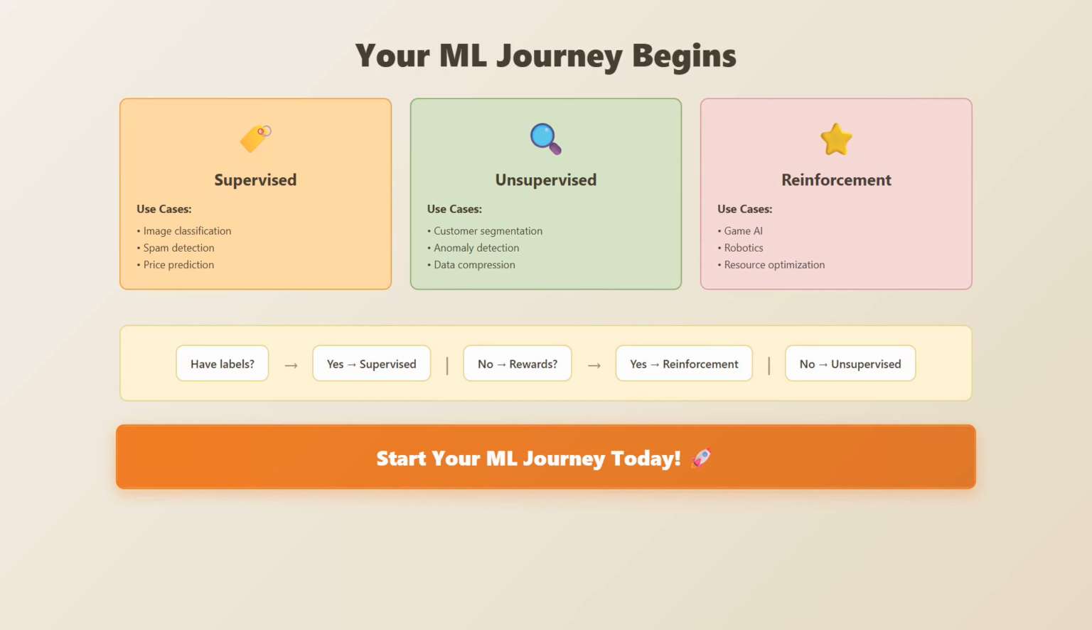Your machine learning journey starts now. Keep learning, keep experimenting, and keep building.